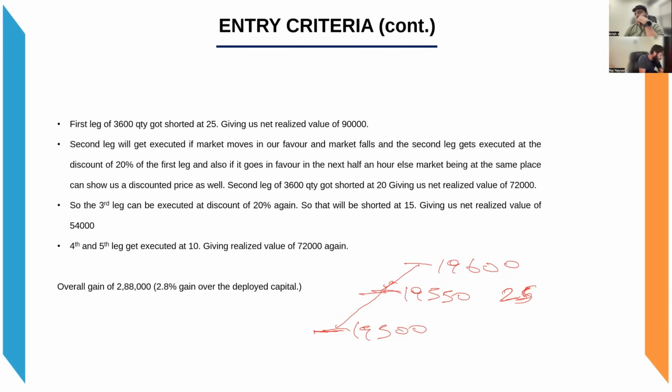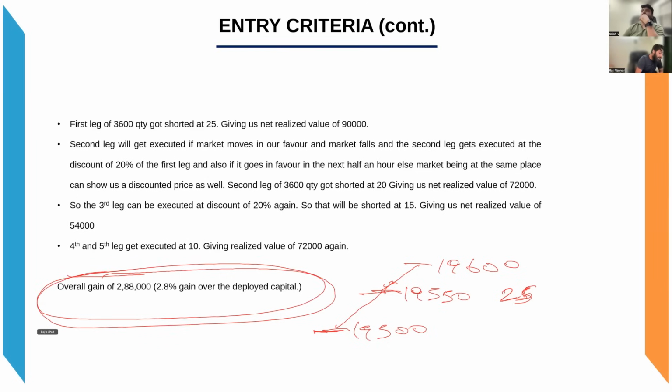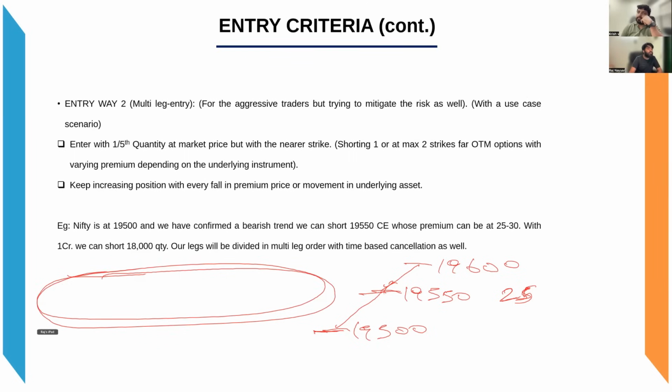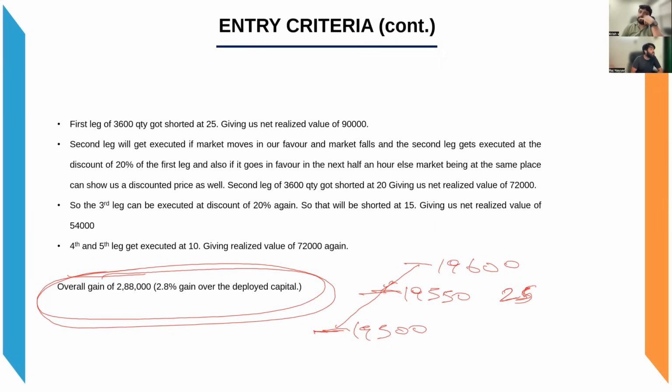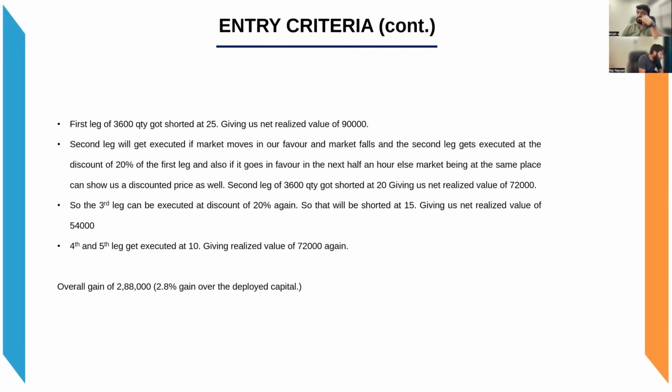But what we are gaining here is more value than what we would have gained in the previous case. In the previous case, we would have gained only 2.3 lakhs. And in this case, we are gaining 2.88 lakhs. That is 2.8% over the deployed capital of 1 CR. And that is 18,000 quantity. Now see, these are the two ways in which a person can take an entry.